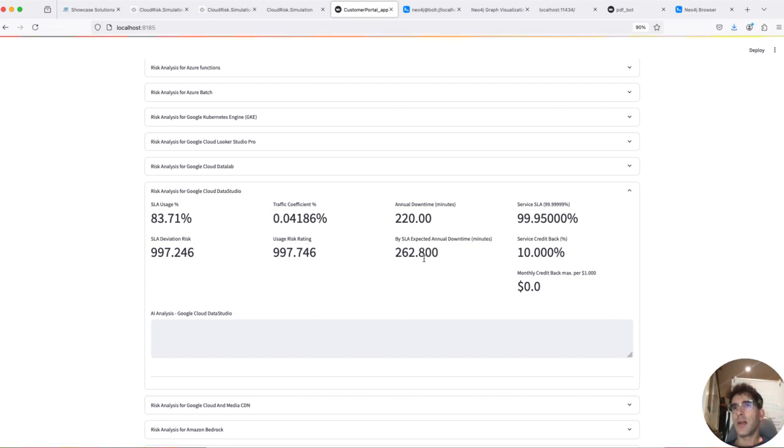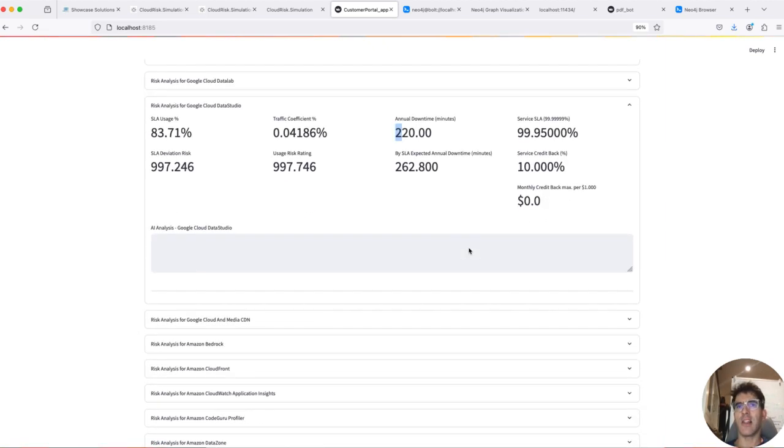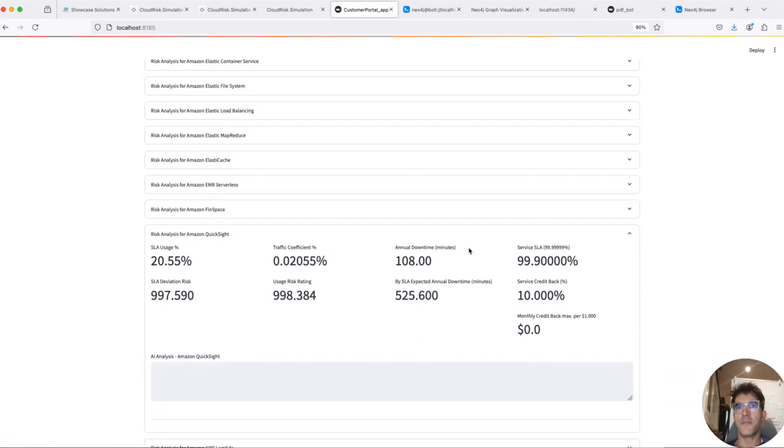That's what we calculate in the background. Their expected downtime this year was 268 minutes, as expected by the SLA, but their actual downtime was 220 minutes year to date. So customers using it didn't have downtime that would give credit back, which is good. It means the service was reliable year to date.